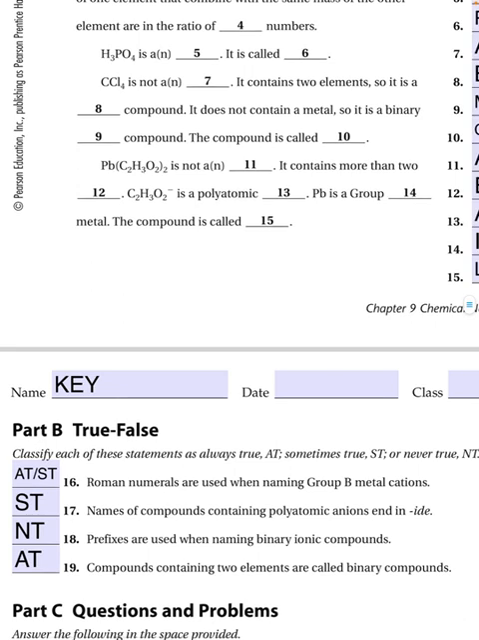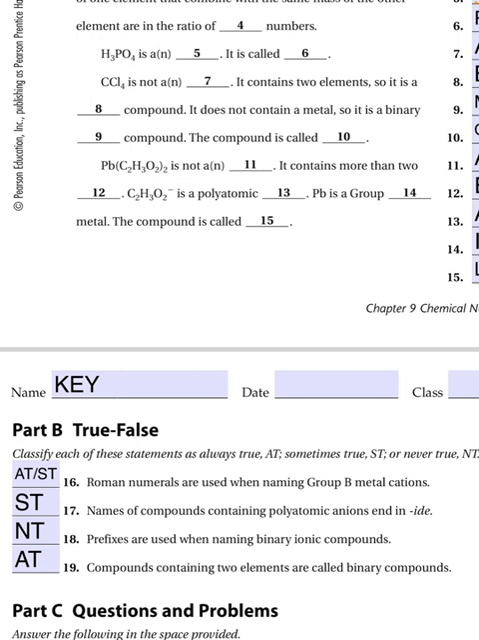Number 17 says, names of compounds contain polyatomic ions and an "ide." Well, rarely, but especially if they have a polyatomic cation like ammonium, you could have ammonium chloride or ammonium bromide. And so that's sometimes true.